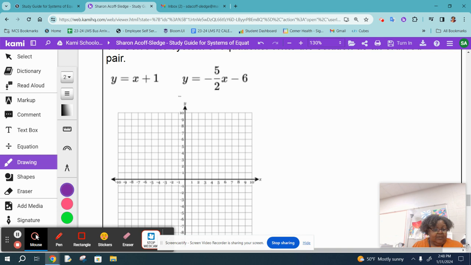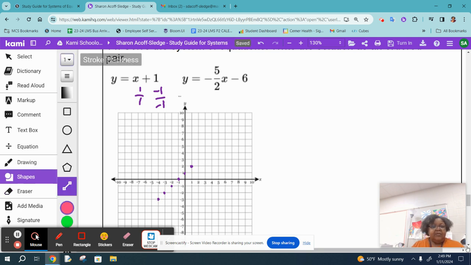Okay, this one. So this first equation, my y-intercept is 1, and my slope is 1. So I can go up 1 and over 1, and then I'm going to go down and back. I can go 1 over 1, or I can go -1 over -1. Both of those are positive. That's perfectly fine to do. Just helps me draw my line. Let me make that a little thicker too, so we can see what we're doing. Okay, so that's that line.